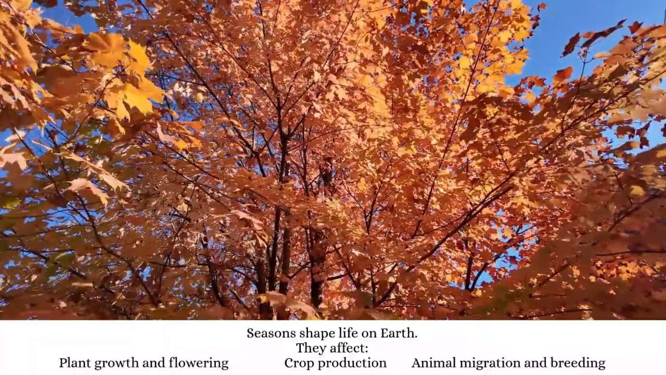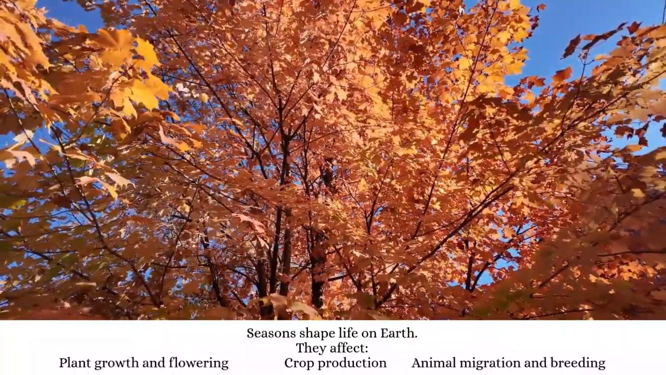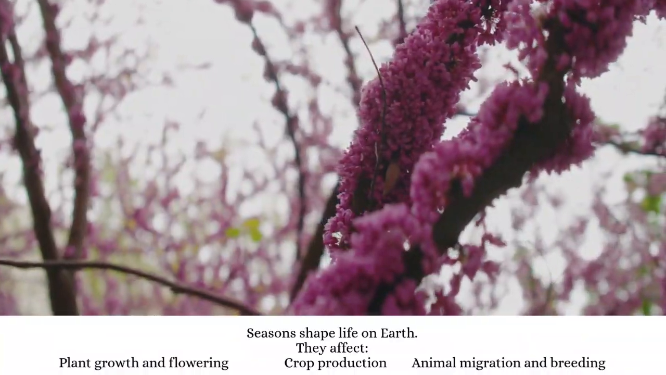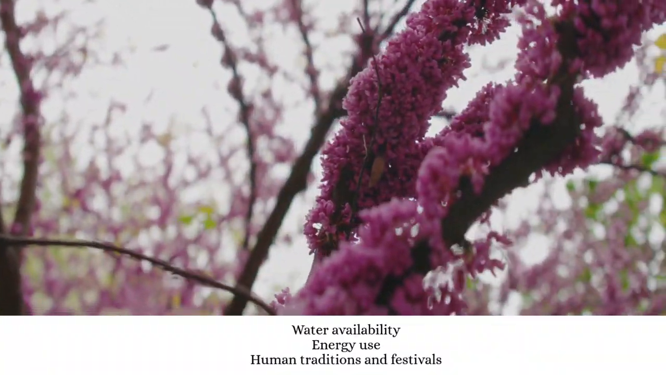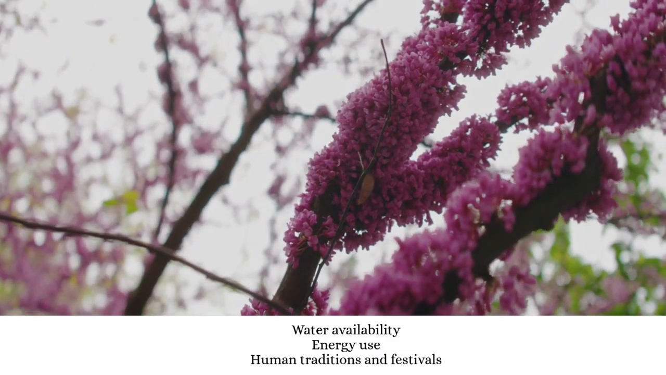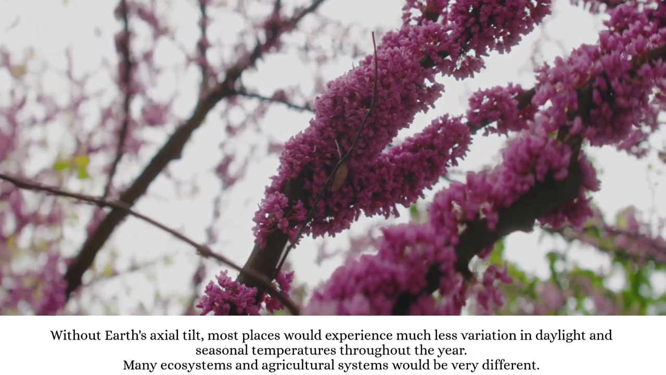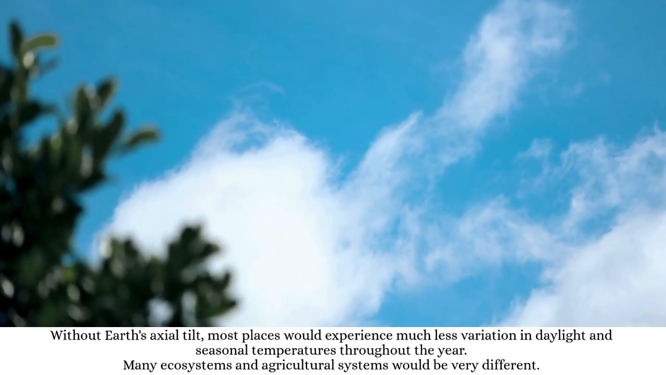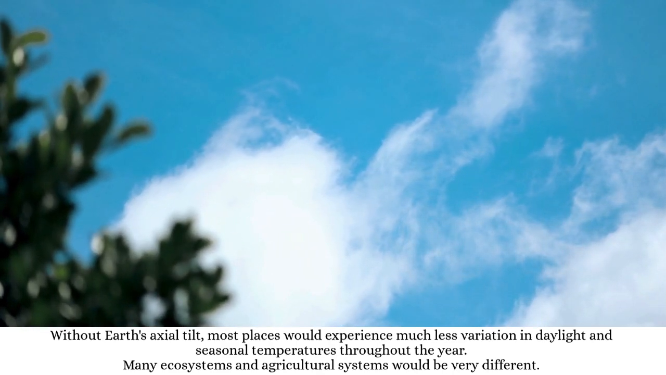Seasons shape life on Earth. They affect plant growth and flowering, crop production, animal migration and breeding, water availability, energy use, human traditions, and festivals. Without Earth's axial tilt, most places would experience much less variation in daylight and seasonal temperature throughout the year. Many ecosystems and agricultural systems would be very different.